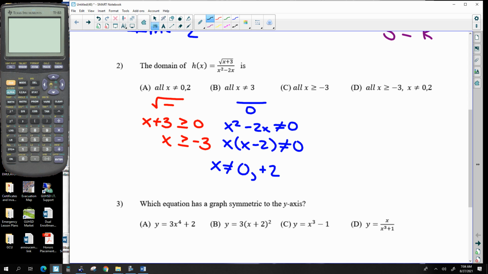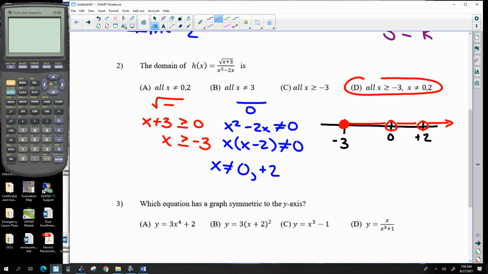All right, so thinking of this on a number line, I have the number -3, the number 0, and the number +2. And so x is greater than or equal to -3, but cannot be 0, nor can it be +2. So this is kind of what I have to describe. And so it would be this guy right here.